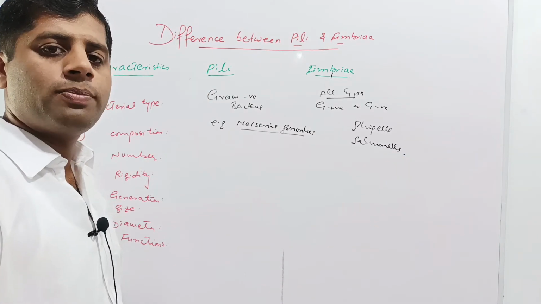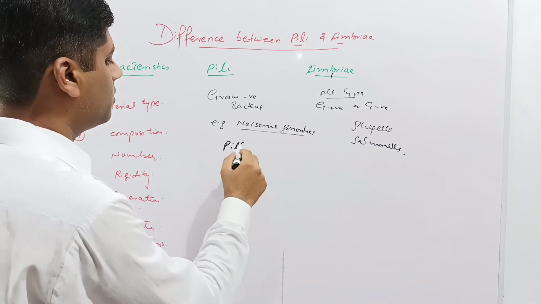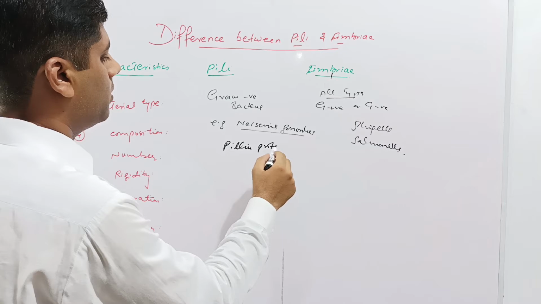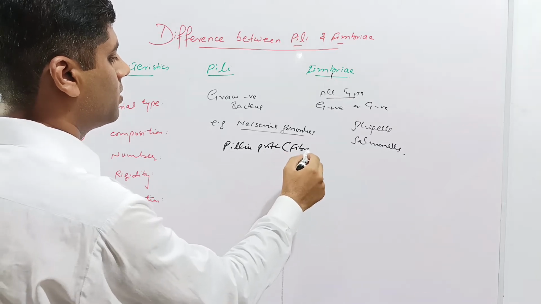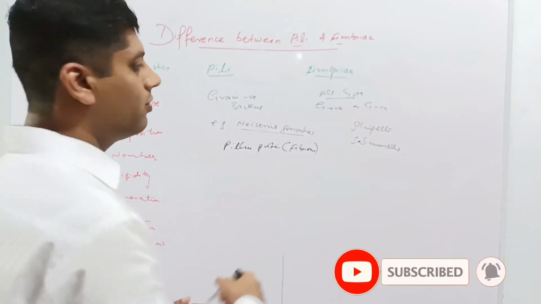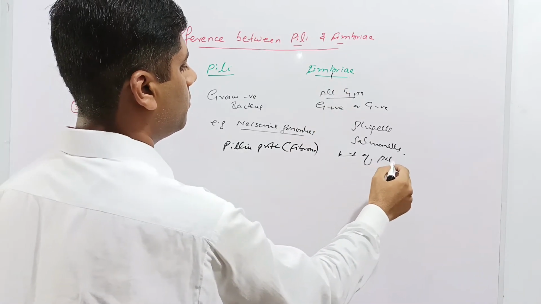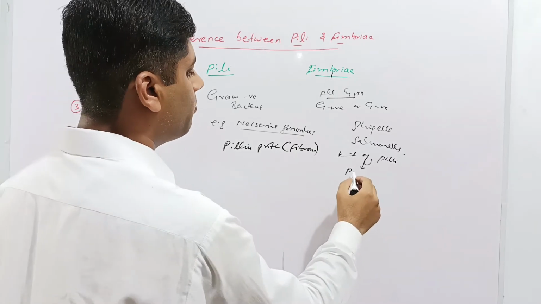Both of these structures, the pili and fimbriae, are made up of proteins. Pili are made up of pili proteins, and pili proteins are fibrous proteins. These are elongated or sheet-like proteins. While the fimbriae are a kind of pili, therefore these are also made up of pili proteins.